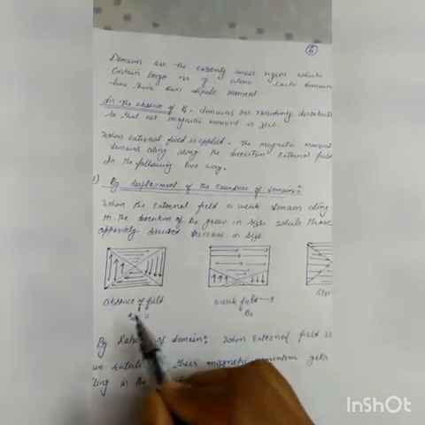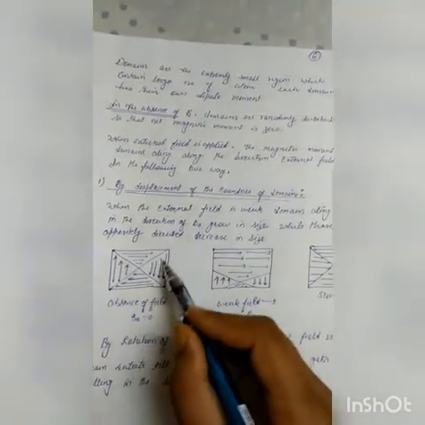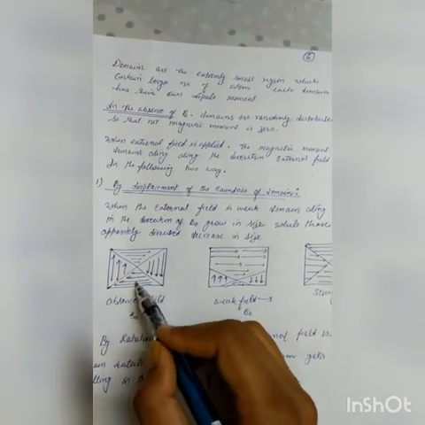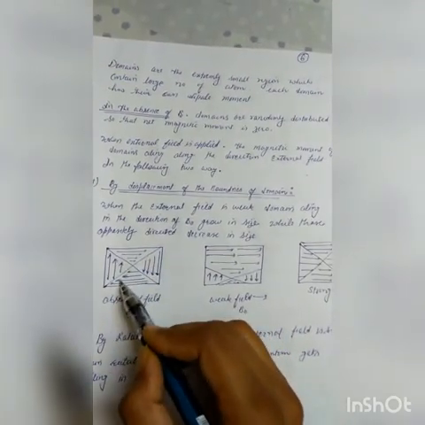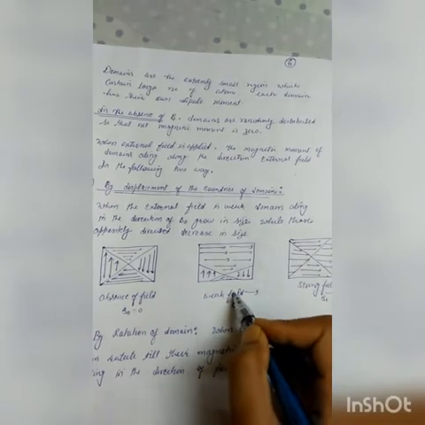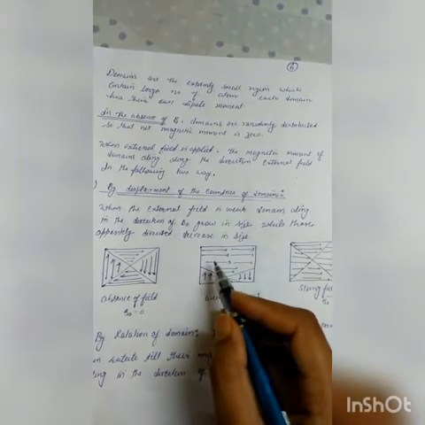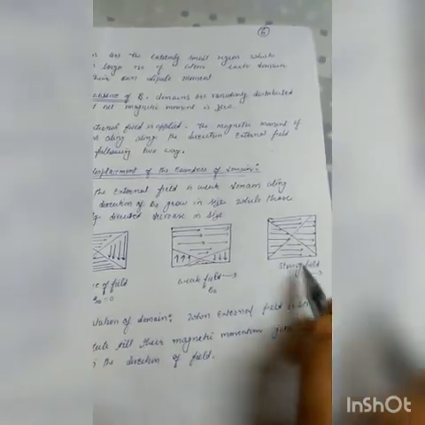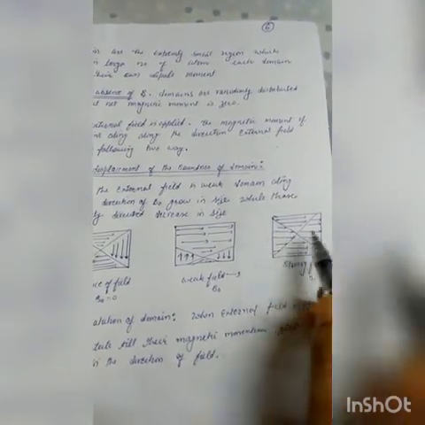Here you can say when no magnetic field is applied, each domain has its own dipole moment and the net dipole moment is zero. When a weak field is applied, the dipole moments try to align in the direction of the field. And when a strong field is applied, each dipole moment is aligned in the direction of the field. And hence, on the application of the magnetic field, there is a magnetic dipole moment.